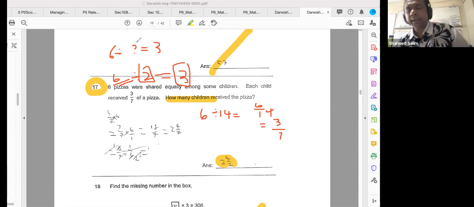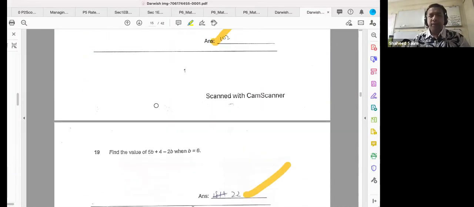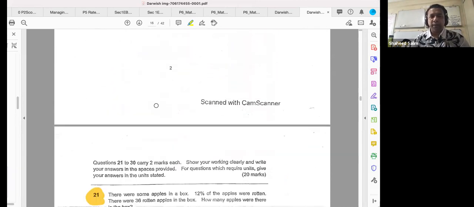This method is a method you need to use even in secondary school. When you get to something difficult, go to something easy. Give an example.